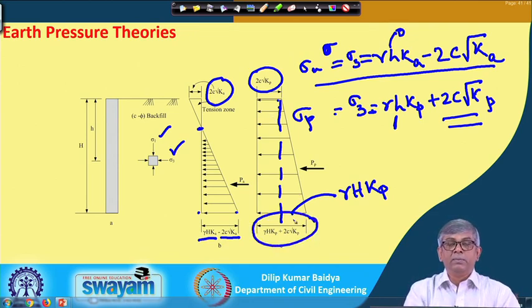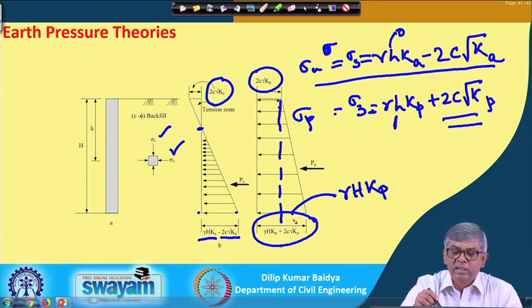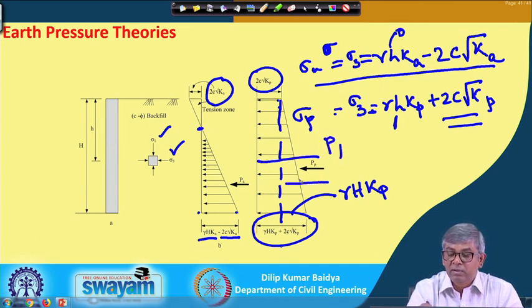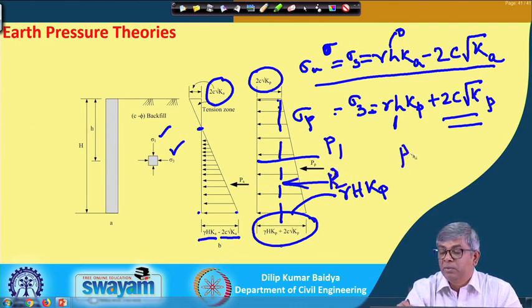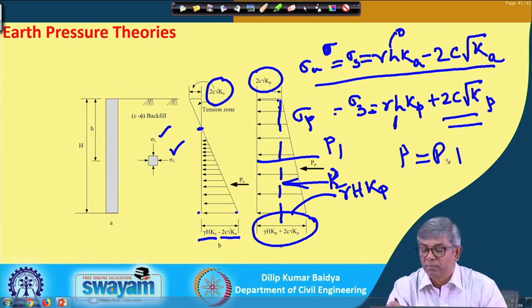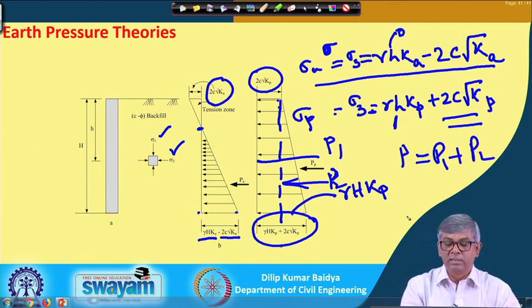Now, if you know the pressure distribution and want to find the thrust, what will I do? I will find the area of this diagram. I can divide this area into two parts: for the rectangular part I call it P 1, and for the triangular part P 2. Then P will be equal to P 1 plus P 2, so the total thrust is P 1 plus P 2. Like that I can calculate.